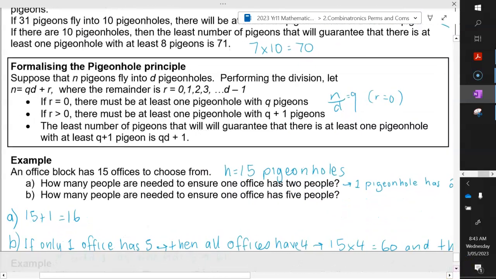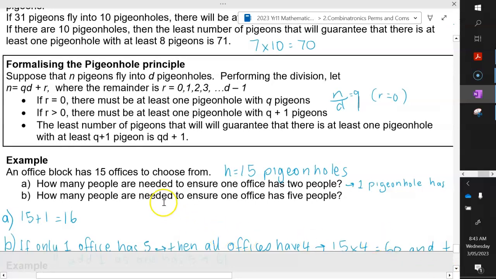Okay, let's have a look at that first example. The first example says an office block has 15 offices to choose from. So in this case, I'm calling my offices the pigeonholes. So I've got 15 pigeonholes to fill. How many people are needed to ensure one office has 2 people?